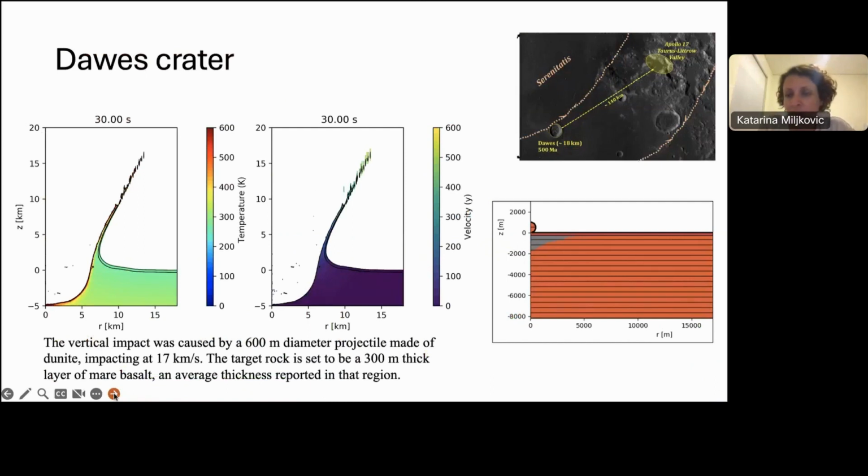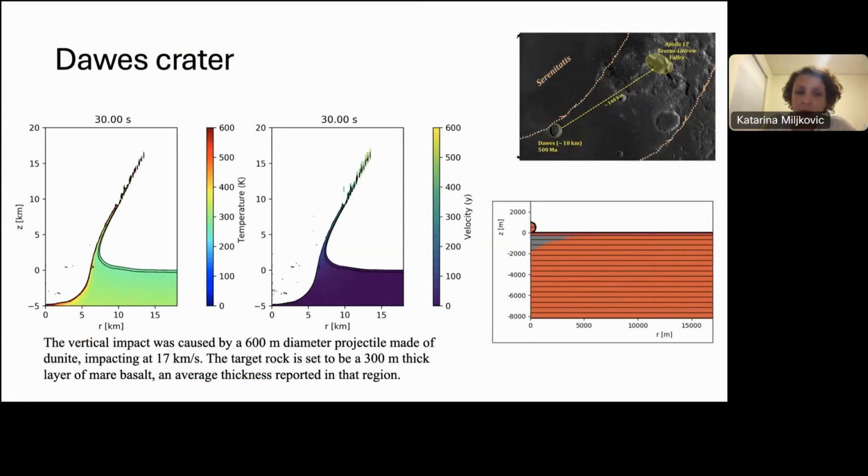So the next thing was to look at Dawes. Could the Dawes crater, at the edge of Serenitatis, have actually launched that sample away? Dawes is not very big, around 15 kilometers across, but it has mare deposits on top of it. So what we wanted to make sure is that we can form the crater.